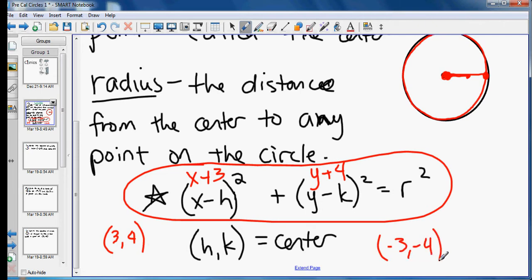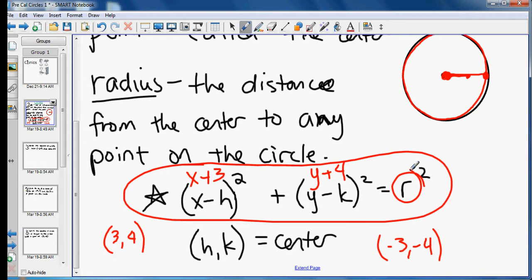So make sure you lock these in your brain. This is the equation for a circle, and make sure you know what part of it is the center. And the r over here is the radius. So with the center and the radius, you can always form the equation of a circle. That's really what we'll focus on, making sure we can find or we have the center and the radius.